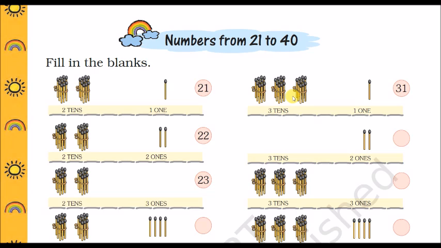3 tens and 1. 10, 20 and 30 and 1, 31. 3 tens and 2. 10, 20 and 30, 31 and 32. यहाँ पे हम लिखेंगे 3 and 2, 32.